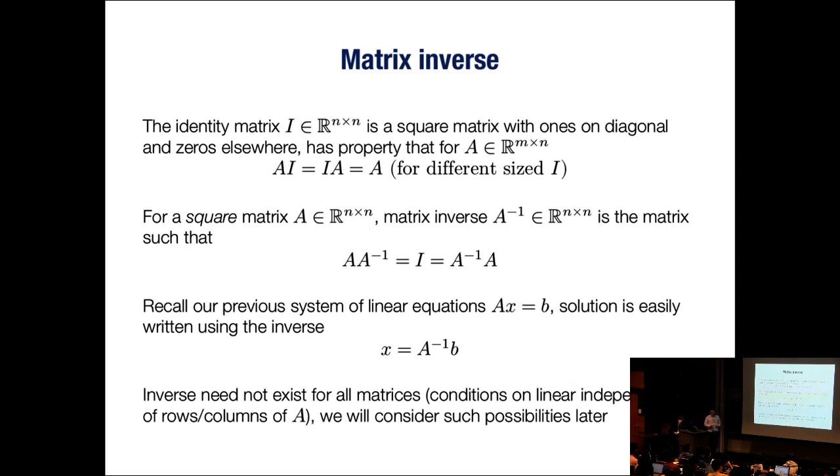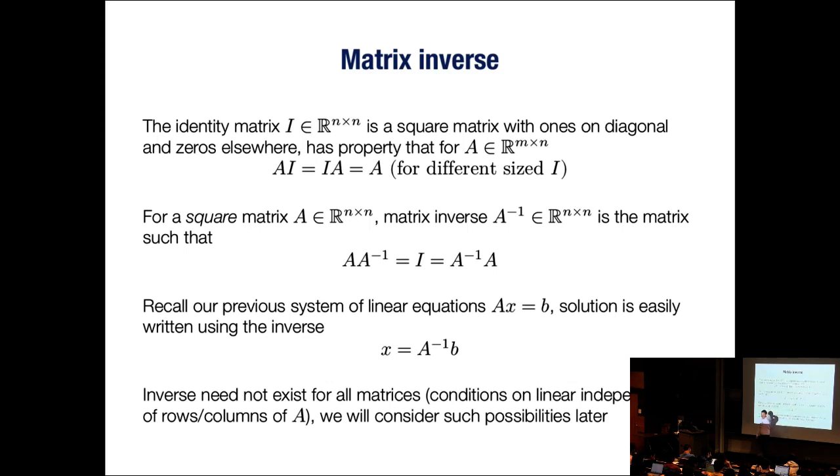Now, for a square matrix, not all square matrices, but we'll just assume for the most part these exist. If you have a square matrix which is n by n, the matrix inverse, which we denote as A inverse, or A to the negative 1, is the unique matrix such that when I multiply A by A inverse, or A inverse multiplied by A, it equals the identity.